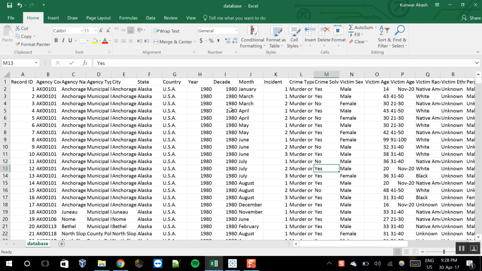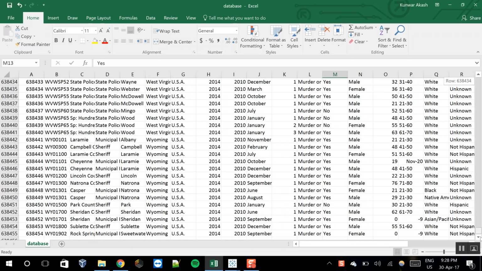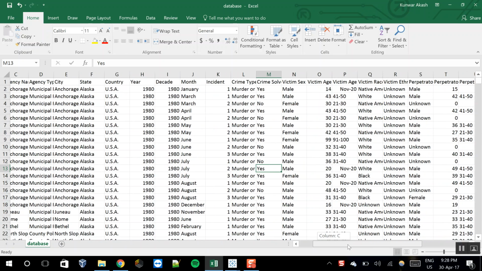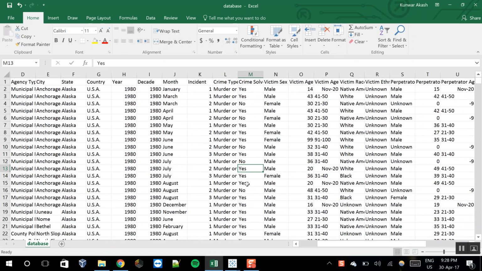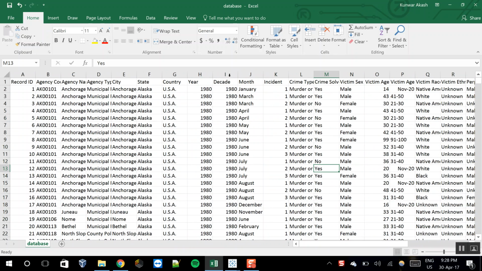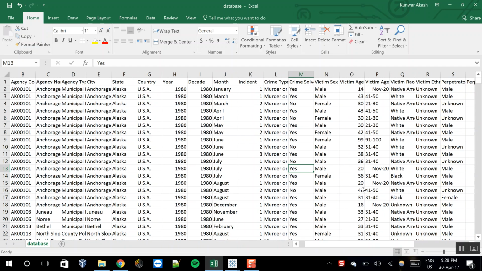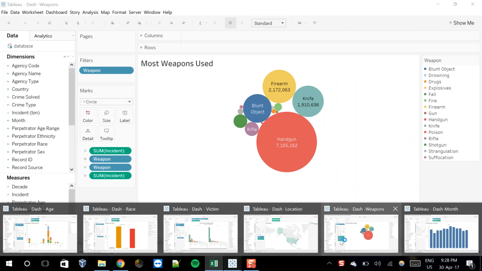Hi, my name is Kumar Akash, and for my data visualization project, I have taken the dataset of homicide from the United States. The data is from the year 1980 to 2014, and the data set has around half a million rows with 24 attributes such as month, day, year, and victim sex. Some new variables were created like decade, year was converted into decade, and victim age was converted into victim age range. So I have done a total of 6 case studies on this.